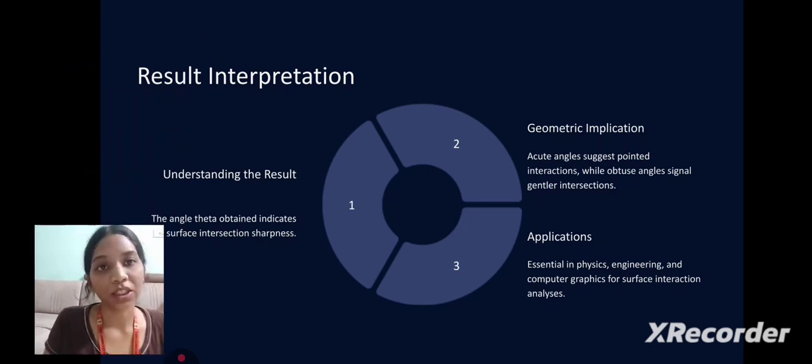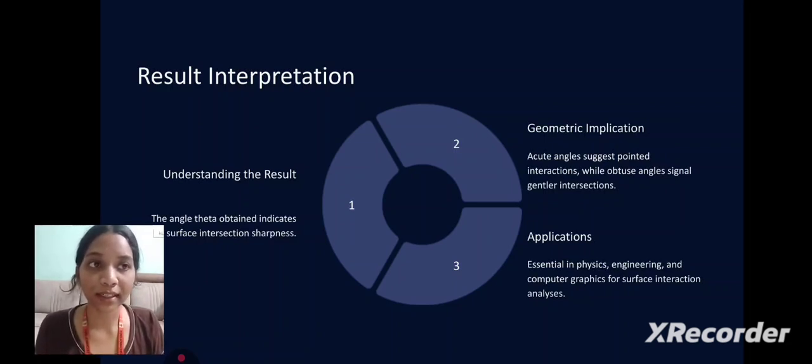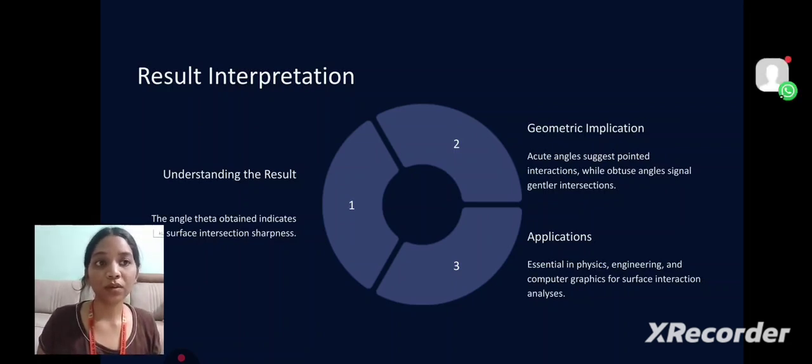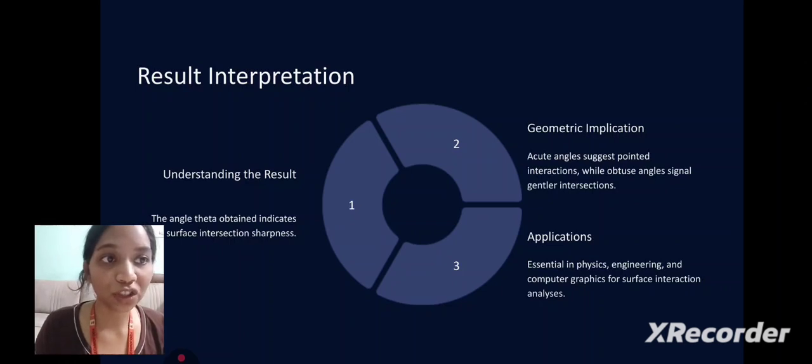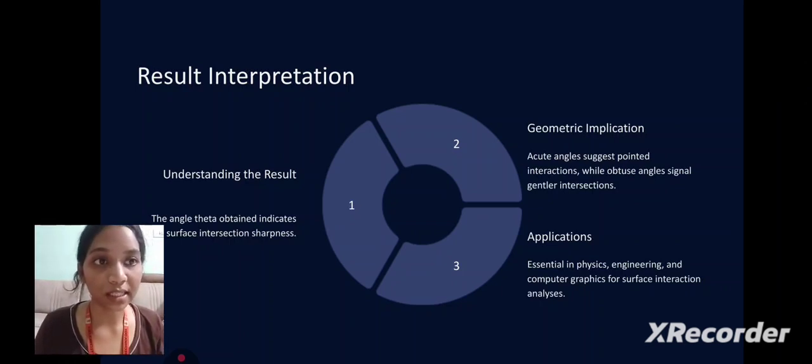Result interpretation. Understanding the result, the angle theta obtained indicates the sharpness of the surface intersection. Geometric implications. Acute angles suggest pointed interactions, while obtuse angles signal gentler intersections. Applications. Essential in physics, engineering and computer graphics for surface interaction analysis.